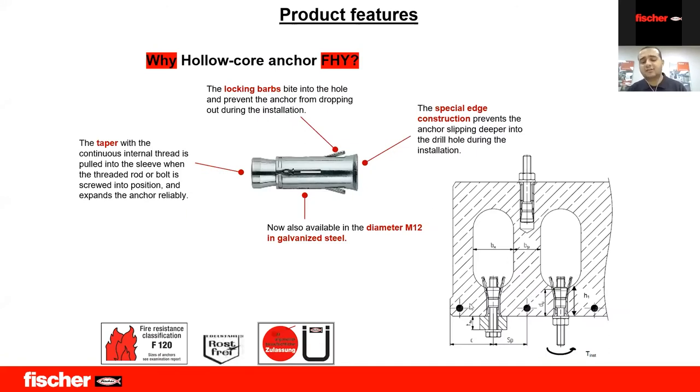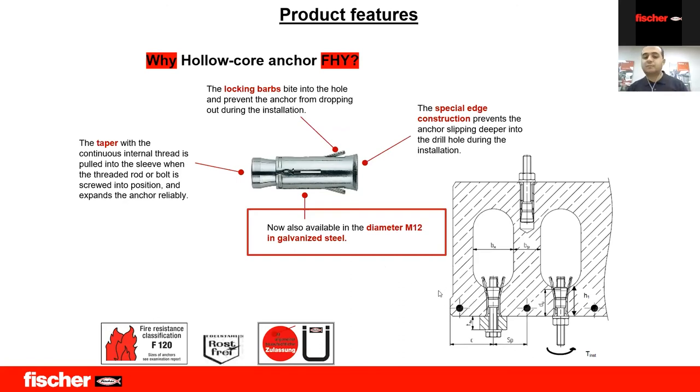So what will happen? Basically, we need a type of anchor that locks into the opening, because the hollow core slab has voids and normal areas full of strand where you just cannot easily fix. So where are we going to fix normally? In the void area. And in the void area, we need locking barbs. These locking barbs are a special feature in our FHY. They will not allow the anchor to drop out during installation, however the load is. We also have a special edge construction that limits the bolt itself from going deeper, and it is available in diameters from M6 to M12. It will cover all the needs at site.